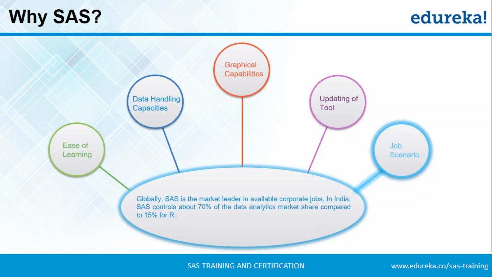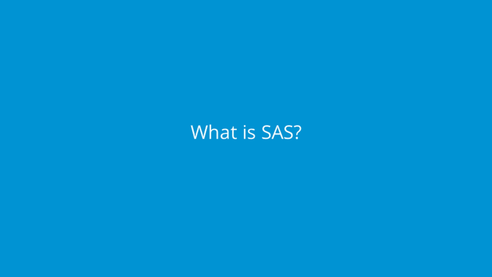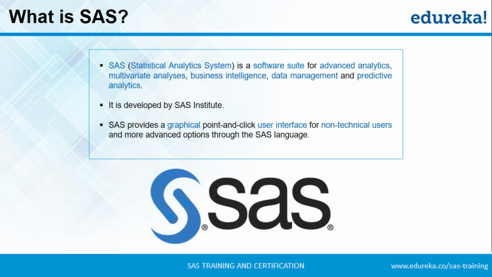So this is why SAS is preferred. Moving on, now we know why we picked up SAS, or what is the reason behind you guys learning SAS, right? Now let's discuss what SAS actually is. So SAS is a software suite, which contains different kinds of tools. It has a lot of components which deal with different kinds of things, and it is used to do advanced analytics, multivariate analysis, business intelligence, data management, and predictive analytics.